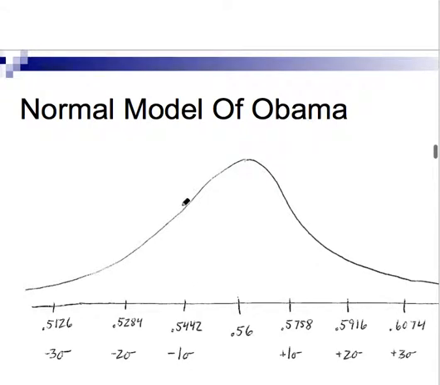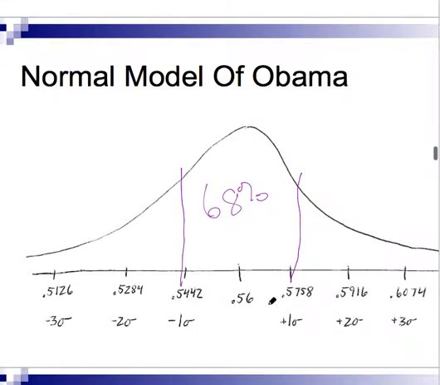Where did the 68 come from? Because 1 standard deviation on either side of the mean, here's where 68% of our people should be in there. Okay, so we have 56 is the mean, and then 1 standard deviation in either direction.